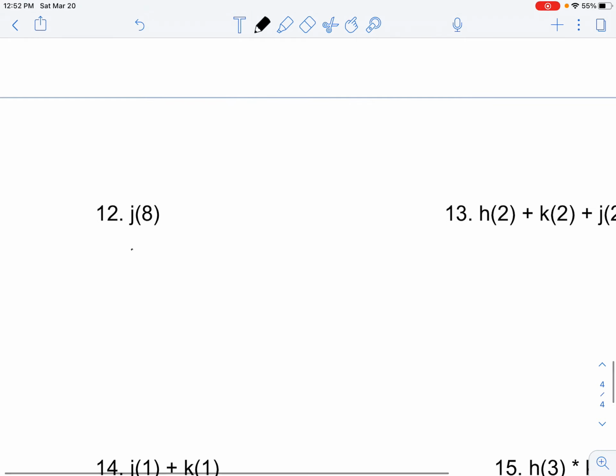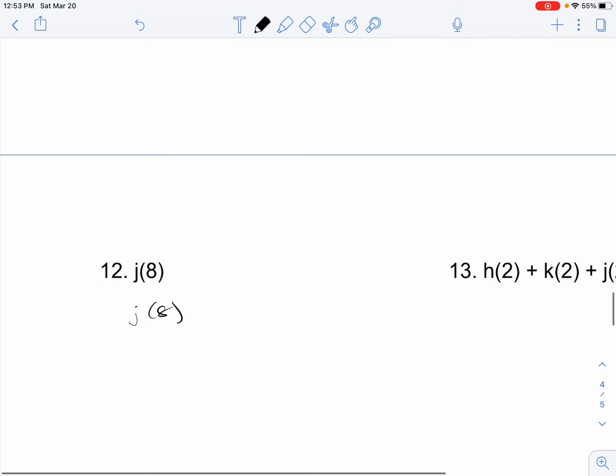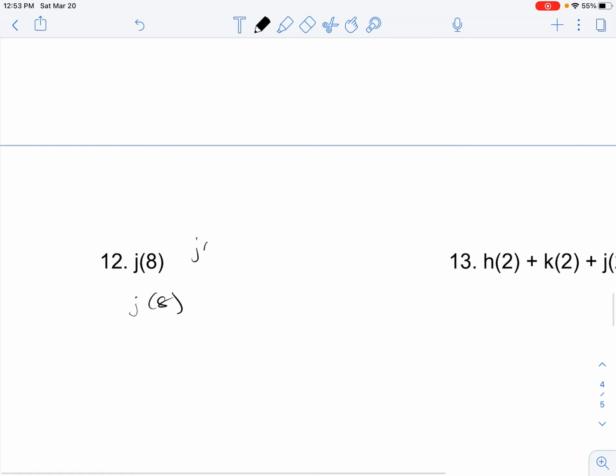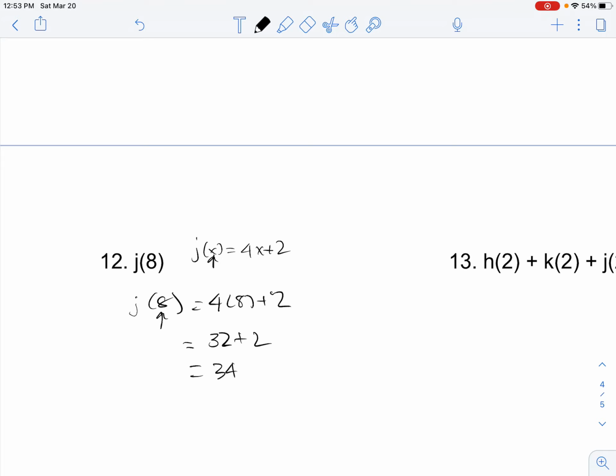Moving on, j of 8. Now we just go back to the j equation, which is 4x plus 2. And we substitute the value of x by 8, which means 4 times 8 plus 2. Now 4 times 8, well, that's just 32. Which means you just add 2, and you get 34 as a result.